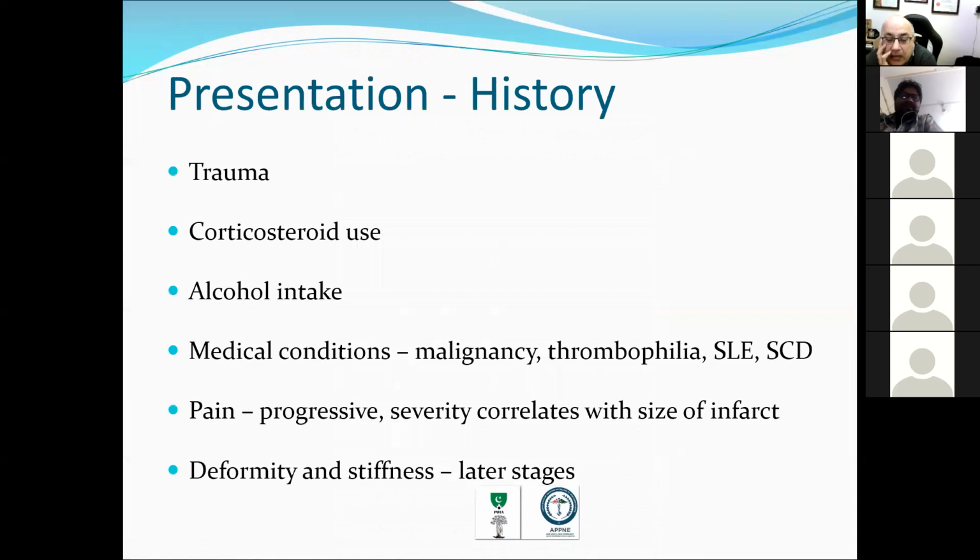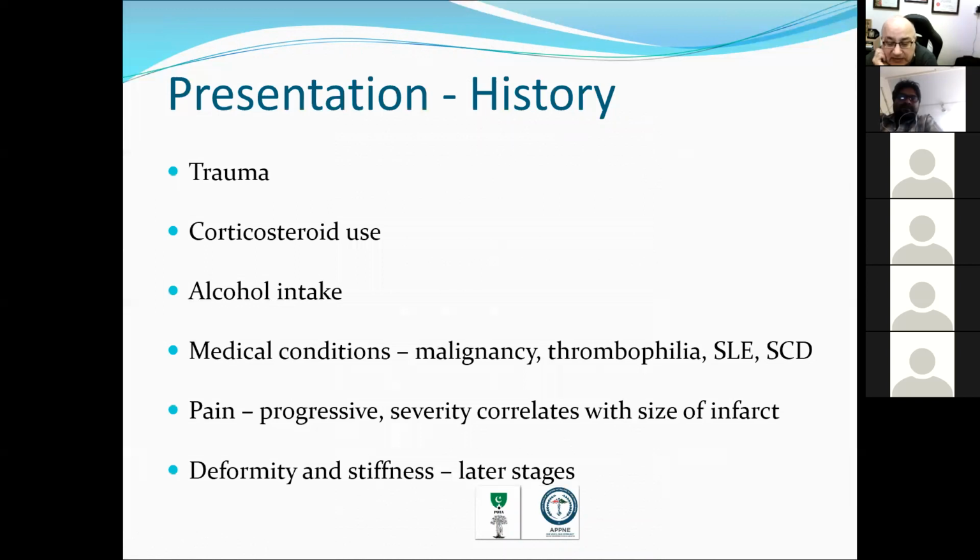Necrotic pain, sir. They come with either a history of trauma, or they will tell you that they were using steroids because they had a transplant, or they were having some condition where the GP or the physicians were giving them steroids. Occasionally, you will get somebody who will give you a history of alcohol intake. However, some of them will plainly tell you that I have a tumor, or I have a blood disorder, I have coagulopathy, I have sickle cell disease, or I have SLE, right?